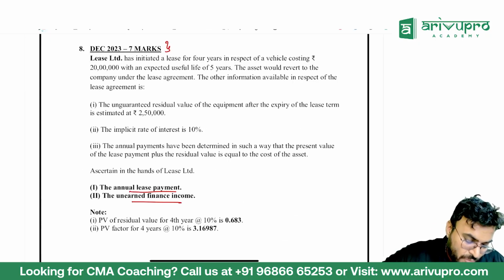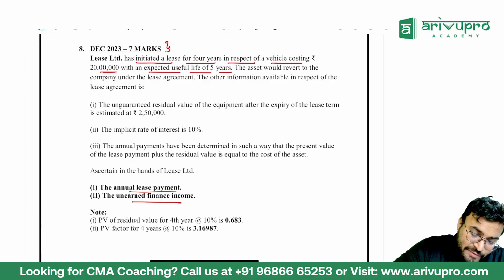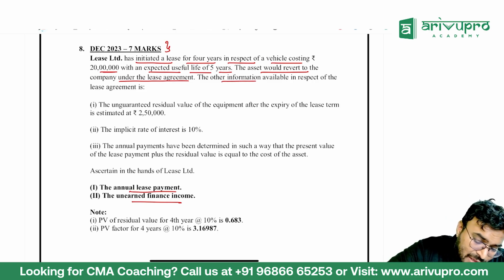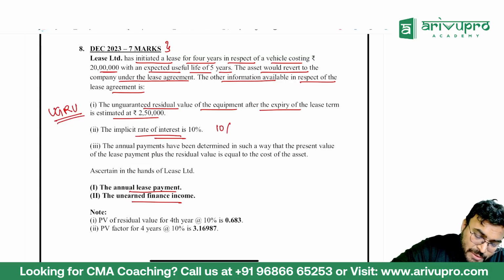Lease Limited has initiated a lease for 4 years in respect of a vehicle costing 20 lakhs with an expected useful life of 5 years. Vehicle today's cost is 20 lakhs. The asset would revert back to the company under the lease agreement. Other information: unguaranteed residual value of the equipment after the expiry of the lease term is 2,50,000. UGRV they have given. The implicit rate of return is 10%.